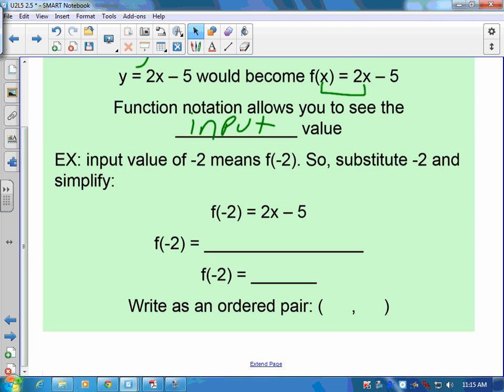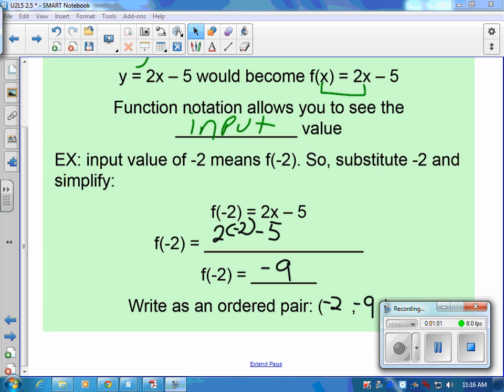So the function notation lets us clearly see this input value. So when I see f of -2, that means that my input value is -2, and they want me to find my output value. So we put this value of -2 into our function, always remembering to use parentheses. If we don't use parentheses, we're going to start getting things messed up. So anytime you put a value in, use parentheses to show that this is the value you're putting in. So then I'm going to do the multiplication and get -4 minus 5 gives me -9.